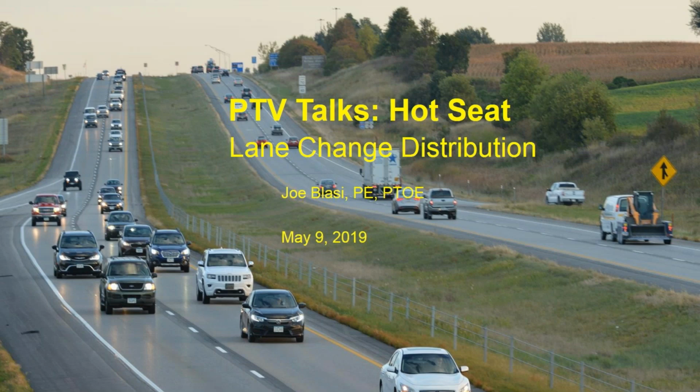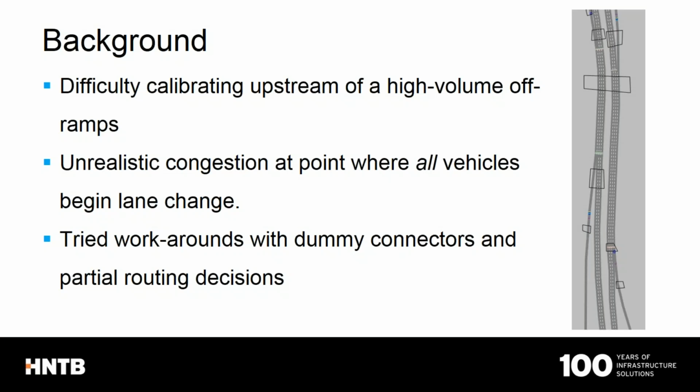Okay, so I just have a few minutes here today, and I wanted to share a thought about lane change distribution. I think this is something that's been discussed, and probably a lot of you have thought about this, but I was hoping to move it up on the PTV wish list. As background, I've noticed at times that I've had difficulty calibrating one of my freeway models upstream of a high volume off ramp.